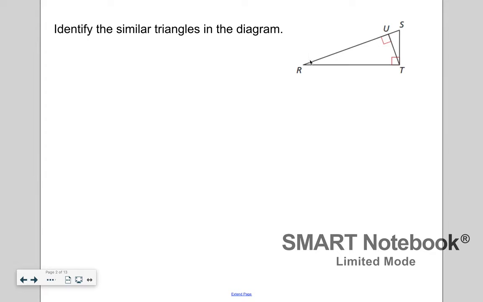So I'm going to ask you to push pause and write the similarity statements. So triangle, and fill in your letters, is similar to triangle, is similar to triangle. And again, be careful of the corresponding parts. So please push pause now.